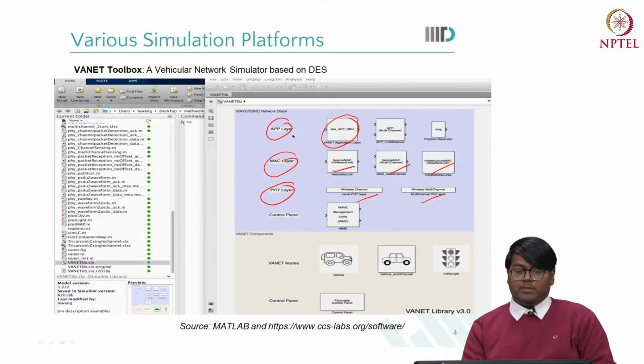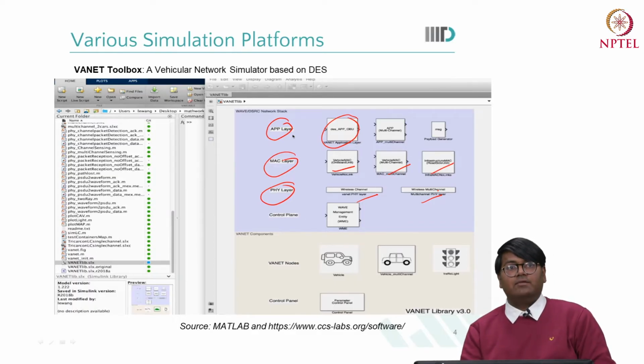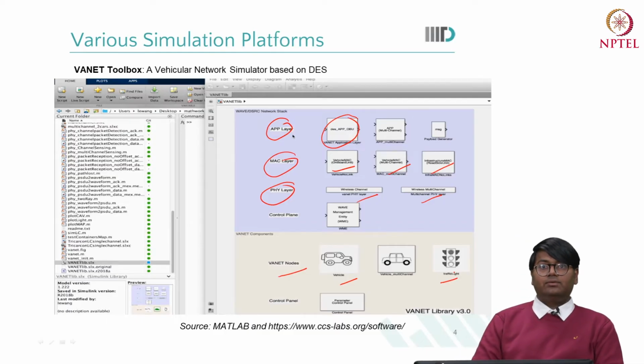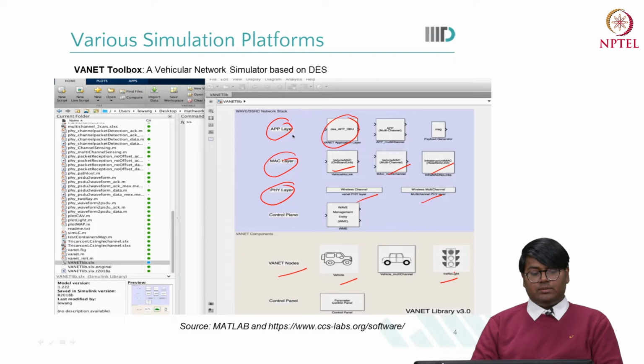Then apart from these layers, we have the VNet components, such as VNet nodes, which can be your vehicle or your traffic light. These VNet nodes include all of the above layers. So, one can create a vehicle to vehicle communication Simulink model using this VNet.